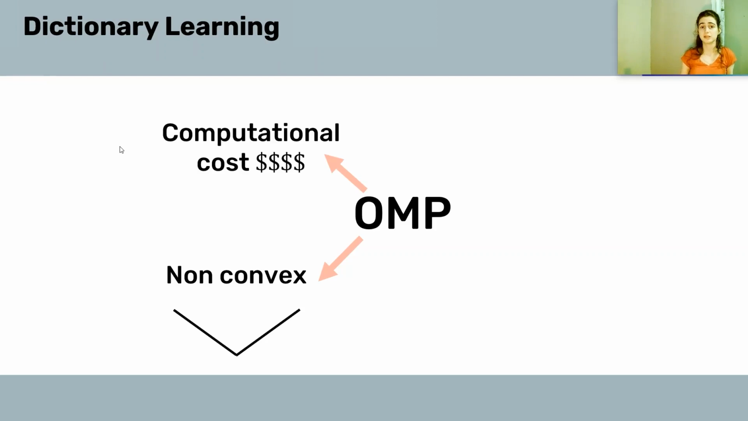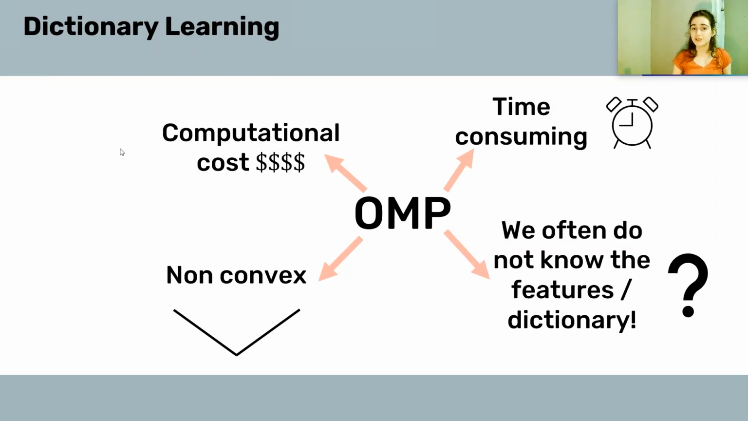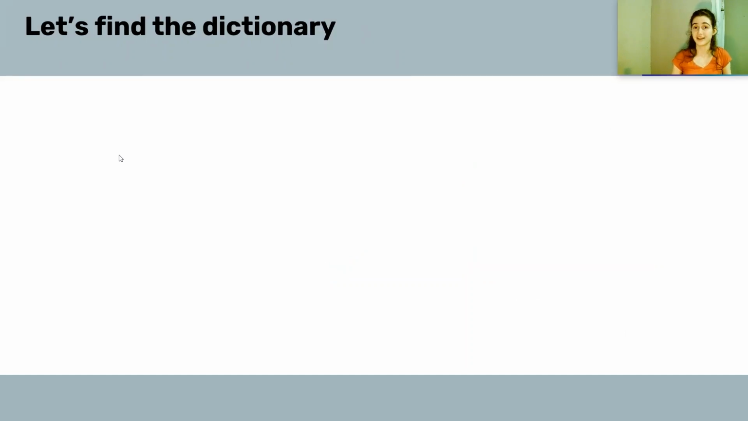Another disadvantage is that it's very computationally expensive. It requires a lot of iterations and a lot of computations, and that's why it also takes a lot of time to compute. In addition, the major limitation with respect to neuro AI is that we often don't know what the features are. In OMP, we assume that we have the dictionary of features and only find its sparse representation. However, in real-world applications, we often don't know this dictionary, and we would like to find it as well. That's why we have dictionary learning.